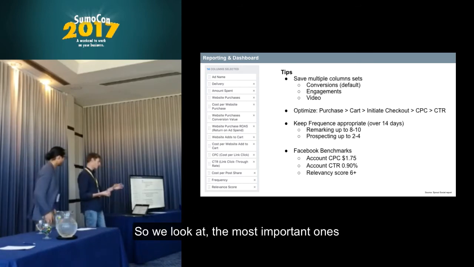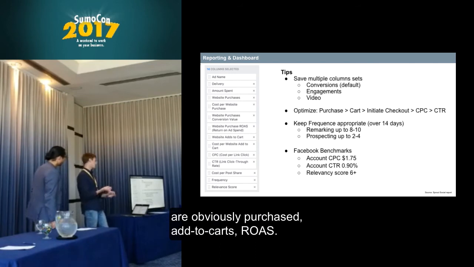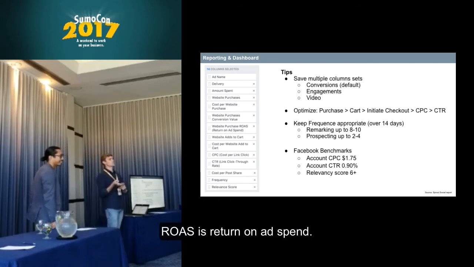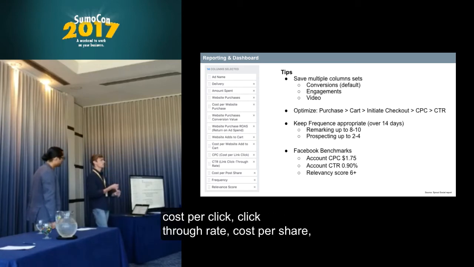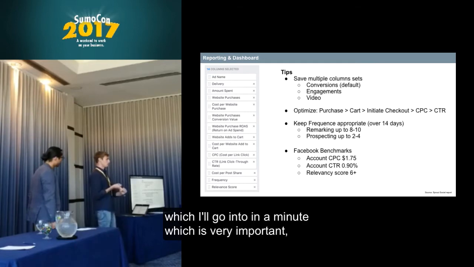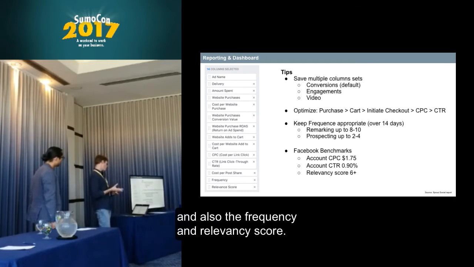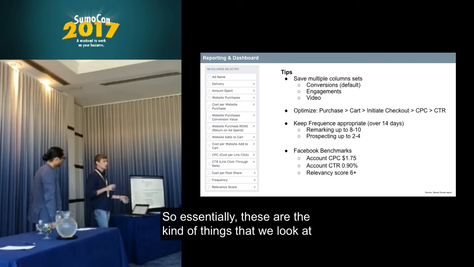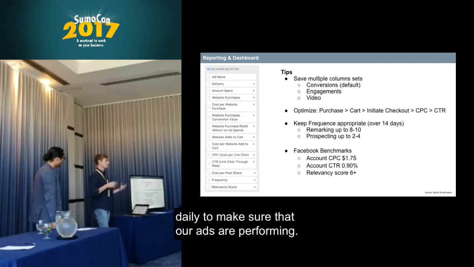These are the metrics that we look at. The most important ones are obviously purchases, add to carts, ROAS. ROAS is return on ad spend. The other things we really like to look at are cost per click, click-through rate, cost per share, which I'll go into in a minute and which is very important, and also the frequency and relevancy score. So essentially, these are the things that we look at daily to make sure that our ads are performing.